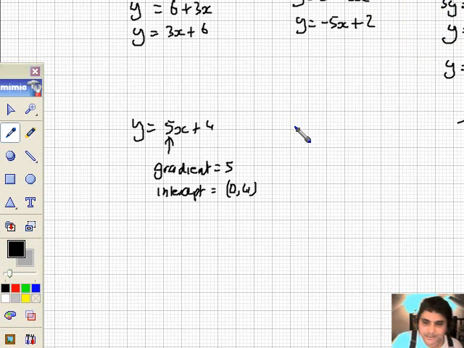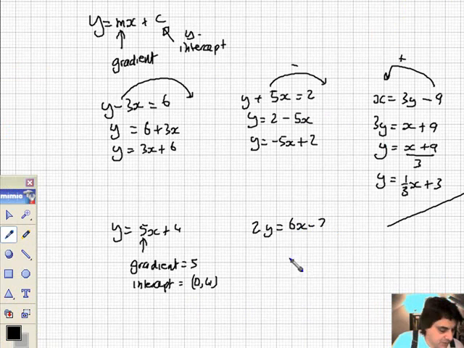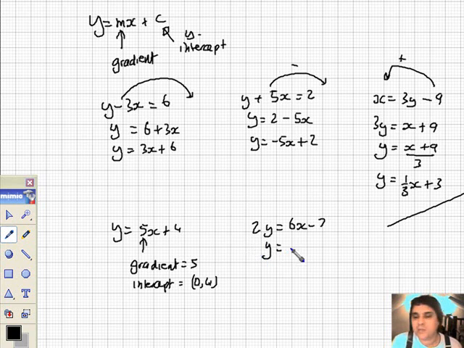Pick up another one here. I've got 2y equals 6x minus 7. Don't worry about this 7. We now got to divide everything by 2 because I don't want 2y equals, I want y equals. So I take my 6x minus 7 and divide it all by 2. I'm going to get 6x divided by 2, that's 3x. And minus 7 divided by 2 is minus 3 and a half. Don't be scared of it.